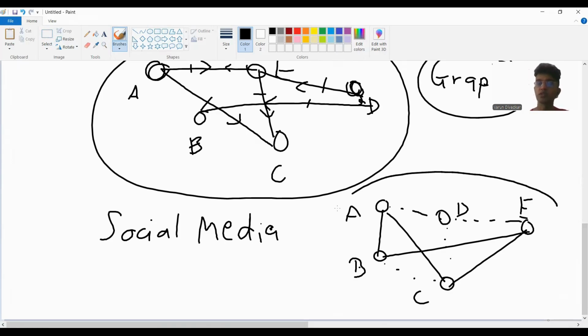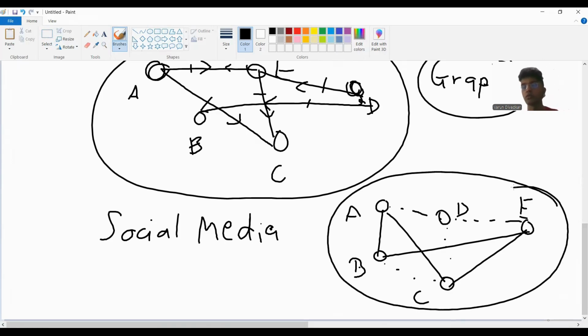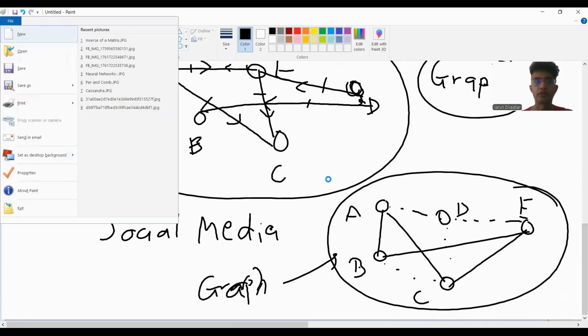So such kind of relationships can be easily shown through a structure like this, which is called a graph, right? That's what graph theory is all about, right? So there's a lot of details to this, but let's discuss a few high-level important concepts about graph theory.